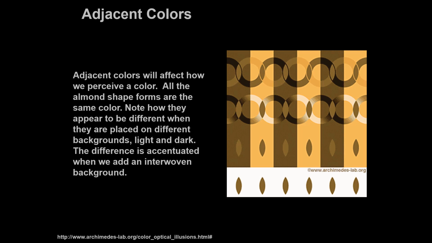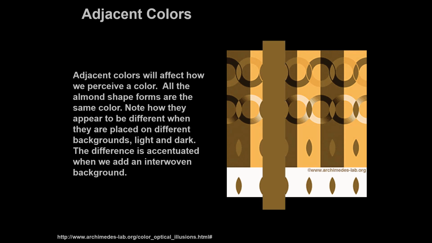In this example, from archimedeslab.org, these almond-shaped lozenges are all the same color. The reason they look so different is because of the adjacent color. When putting a band of color through them to negate the adjacent color effect, it is obvious that the lozenges are all the same color.